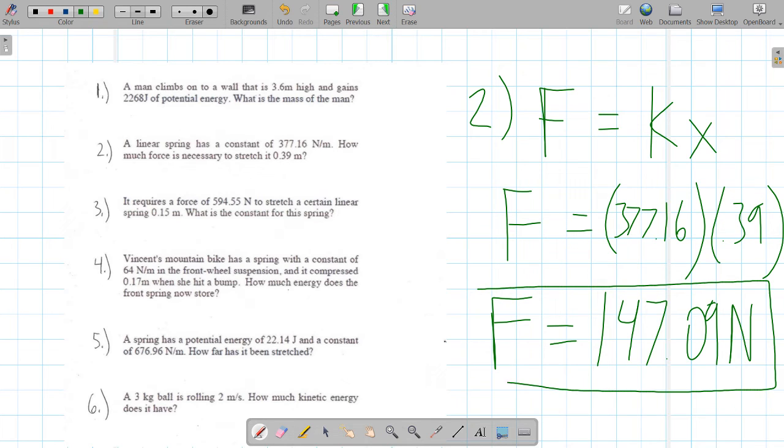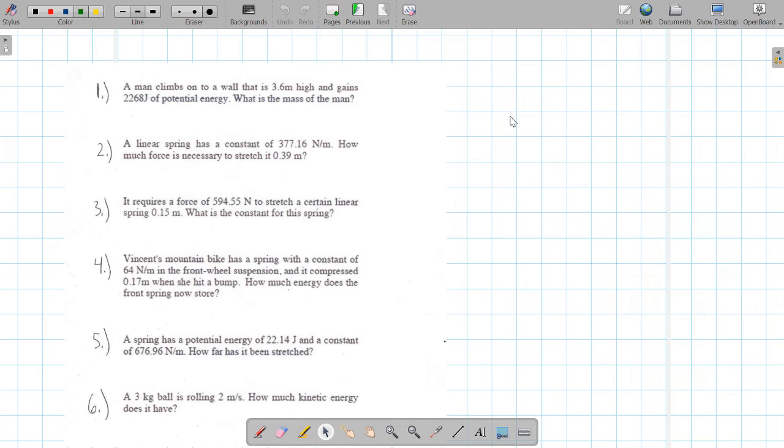So 147.09 newtons is the force required to stretch this spring this distance. Be sure that you include your units. Since you're solving for force, your units should be in newtons. Okay, let's look at the last one that we're going to do together. Let's look at the fourth one.